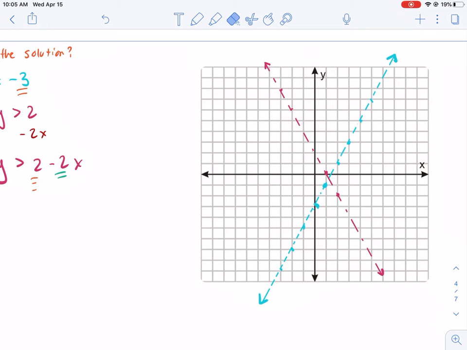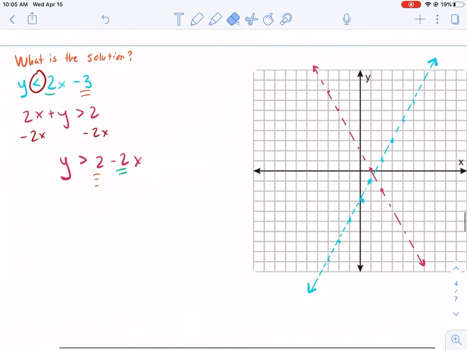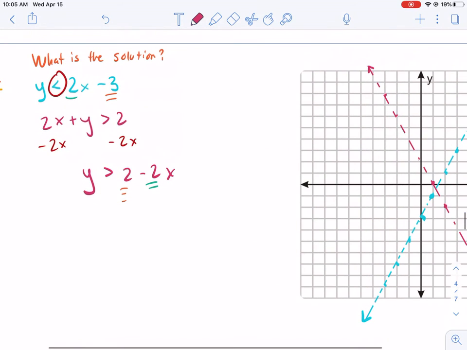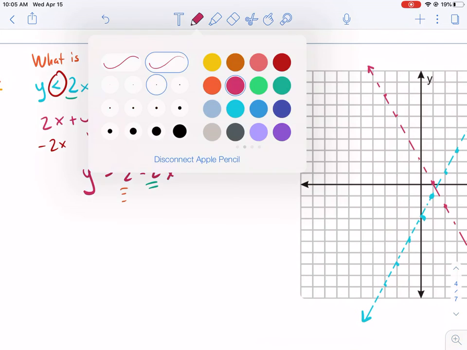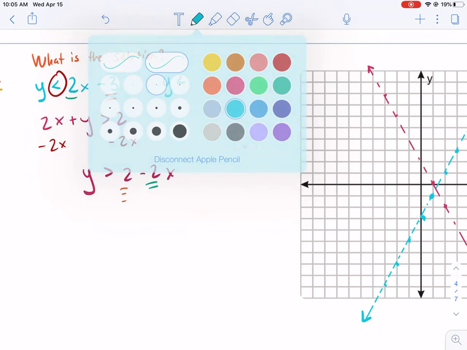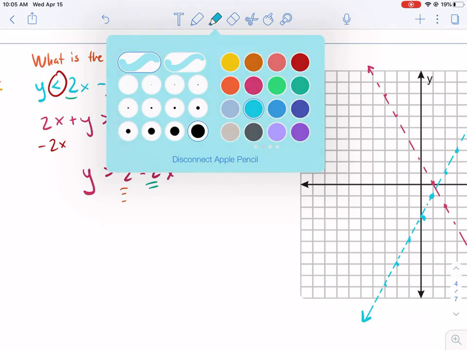There we go. Now, one thing I forgot to do with both is I forgot to shade, so make sure we can do that now. With the first one, because it's y is less than, we are going to shade below the line. Shade below. Okay, so let me get my shader out.